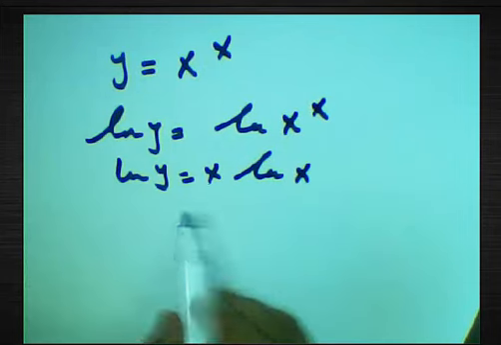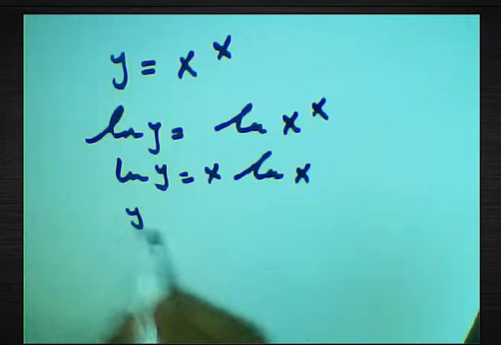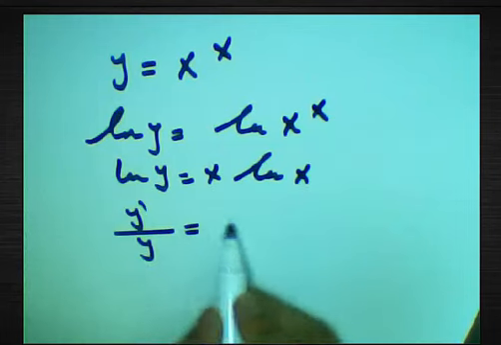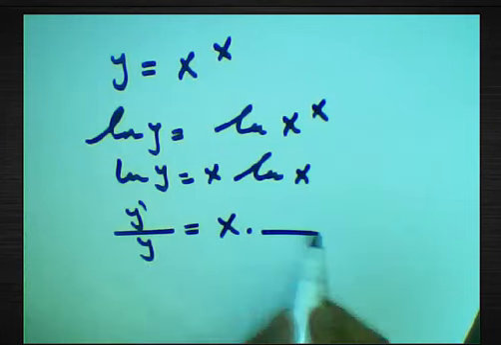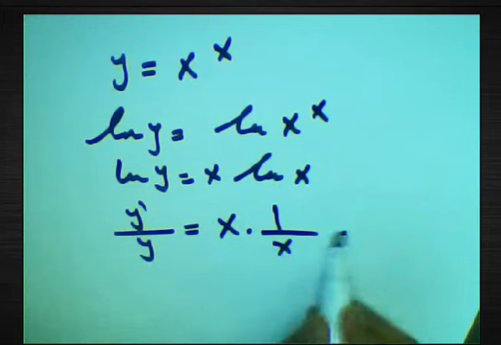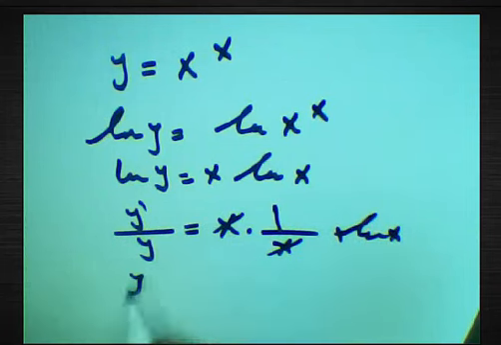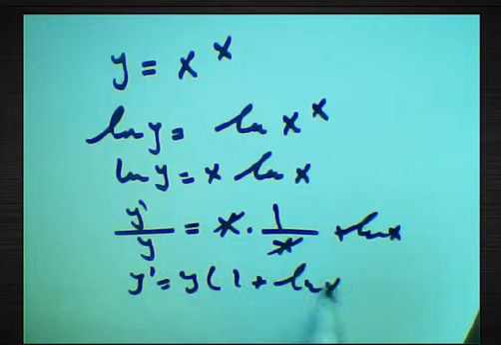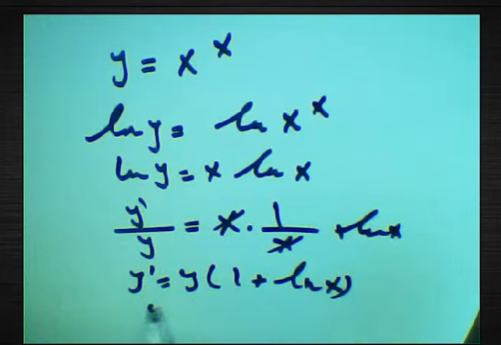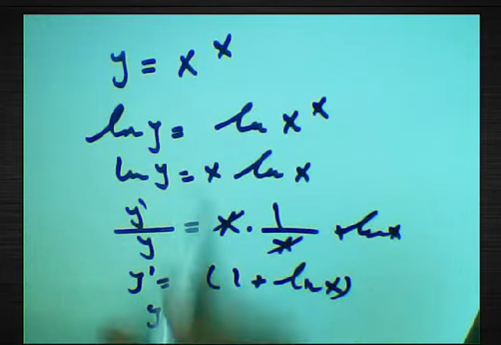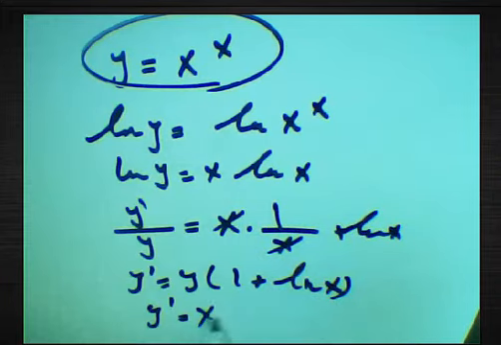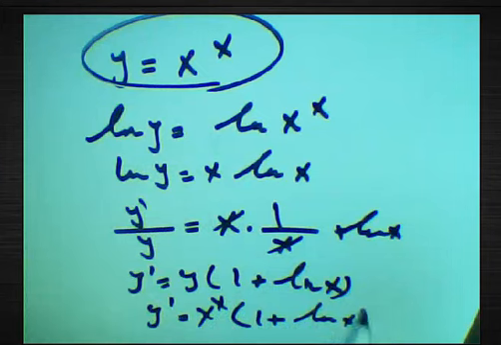And then we can differentiate this function, write y dash over y, and multiplication between them, write first multiplication derivative of ln of x, 1 over x, plus ln of x multiplication by derivative of x, which will be 1. Then y dash will be y multiplication 1 plus ln of x, and then y dash will be, write y here, x power of x multiplication by 1 plus ln of x.